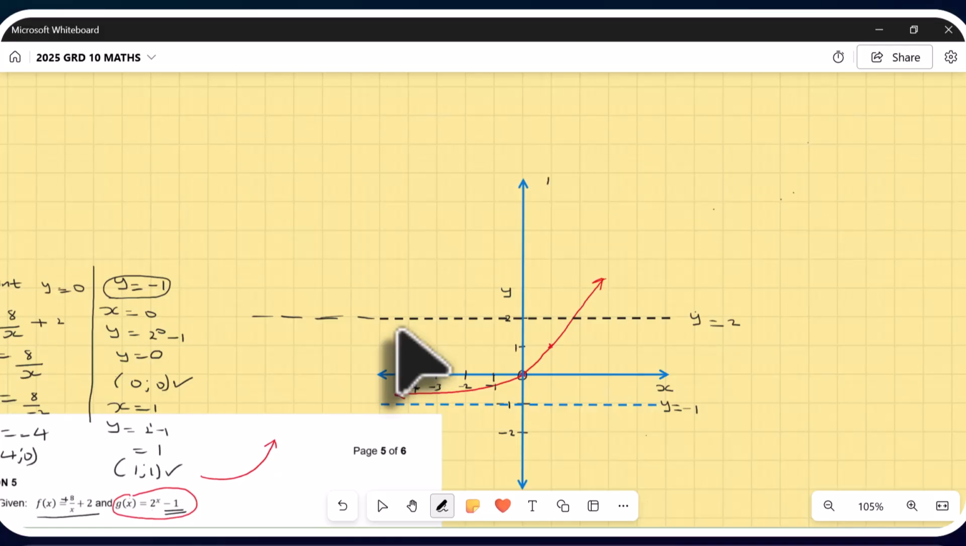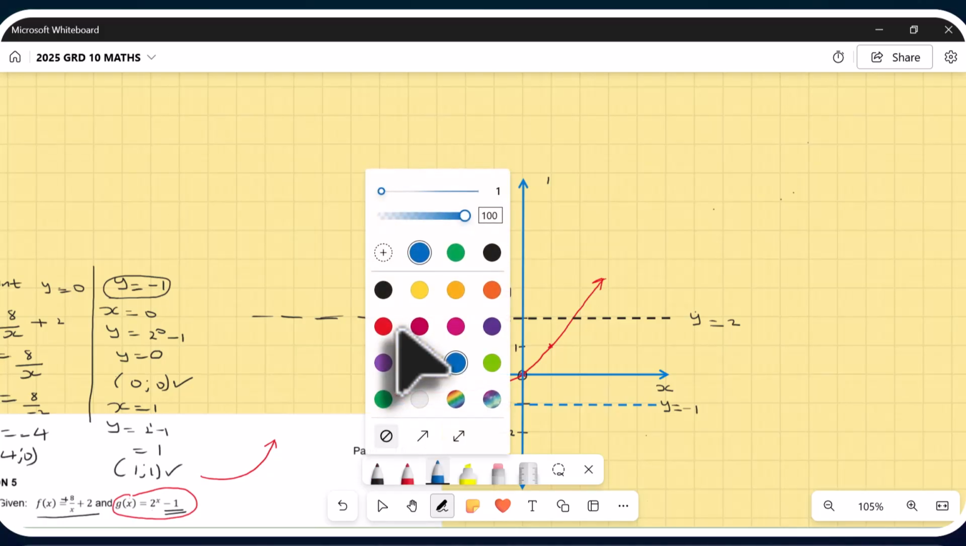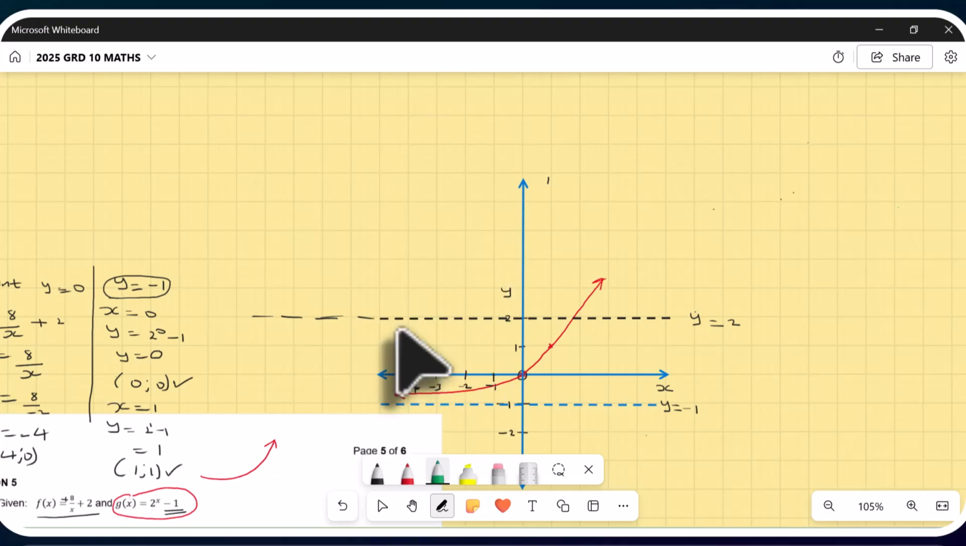Okay, let us finish here. Now what we do, to get our h of x from the function f, remember it was 8 over x, plus 2.